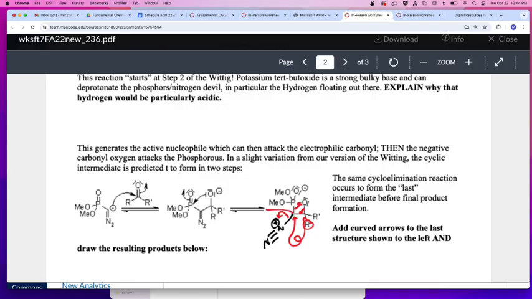But we've got a couple problems. Sorry for that long bond. We have that hydrogen there. We don't have the triple bond.